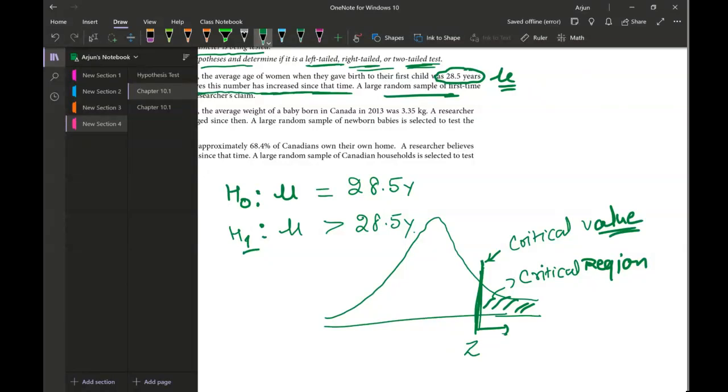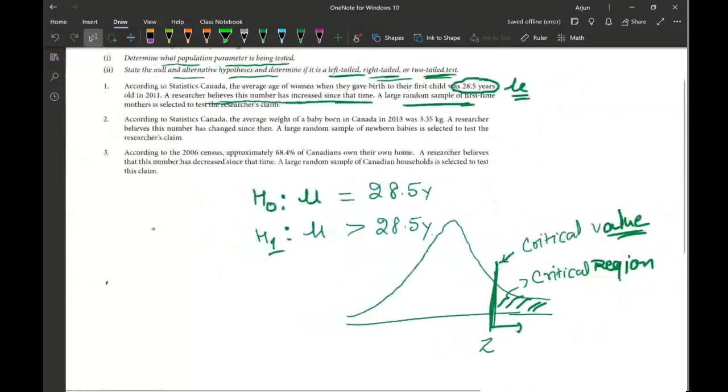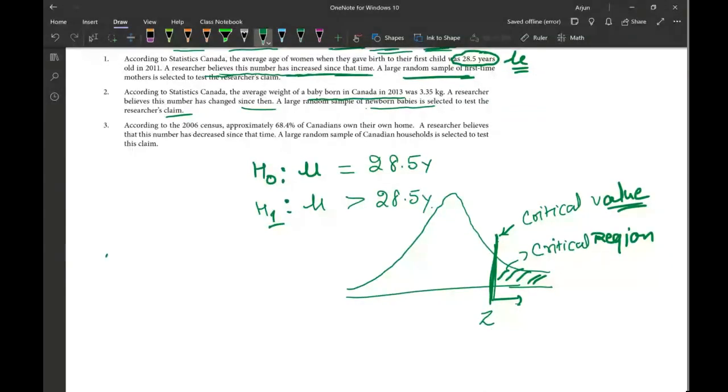Now let's look into another question, question number 2. According to Stat Canada, the average weight of a baby born in Canada in 2013 was 3.35 kg. A researcher believes that this number has changed since then. A large random sample of newborn babies is selected to test the researcher's claim. The researcher's claim is that the number has changed. He's not saying whether it has increased or decreased. Let's see how we're going to write the hypothesis test.